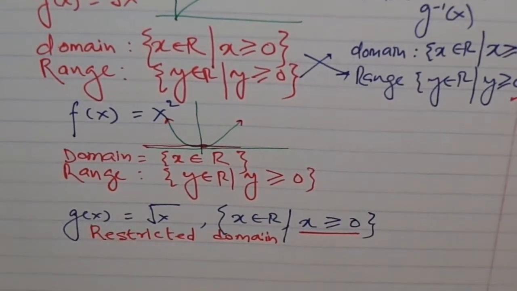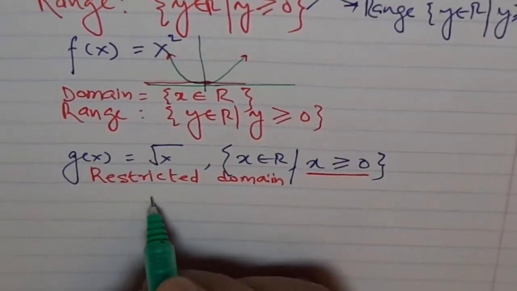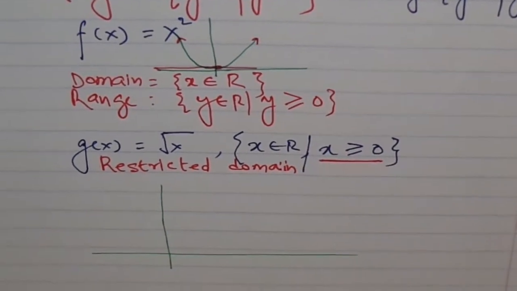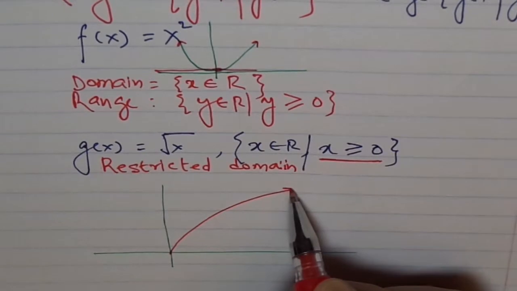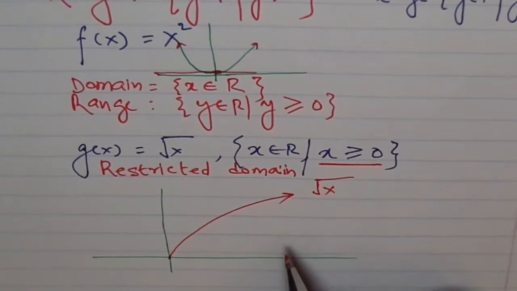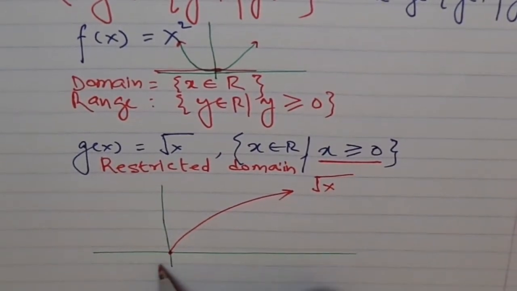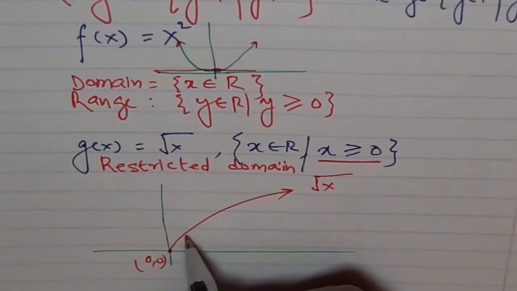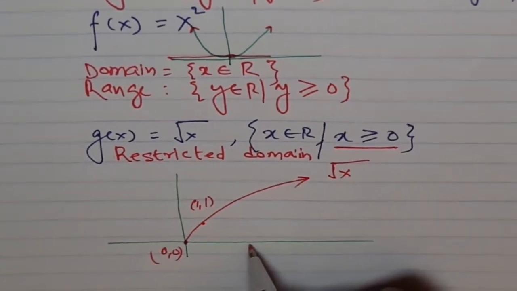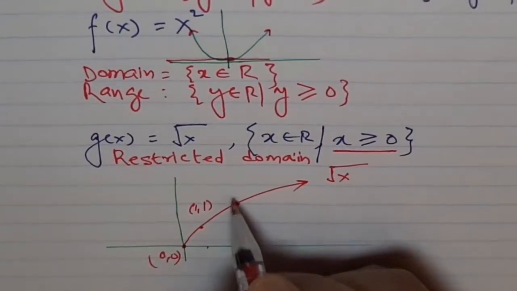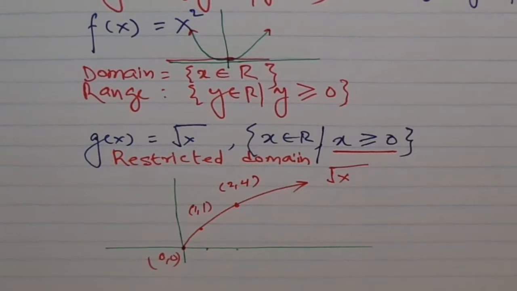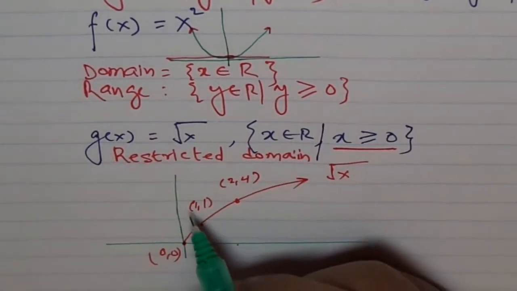I'll draw a graph again to show you. I'm not doing many calculations here, but basically trying to get the concept through. This is my function square root x, correct? Now, square root x has values like 0, 0, and let's say this is my point 1, 1. And let's say we have 4, 2 somewhere, right? Now the inverse of this function should have flipped values, right?